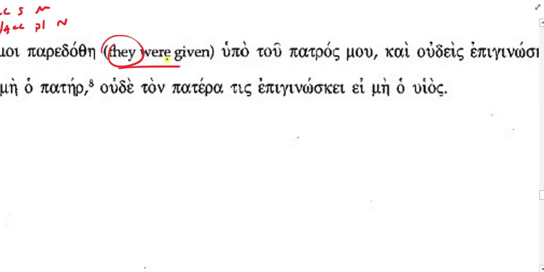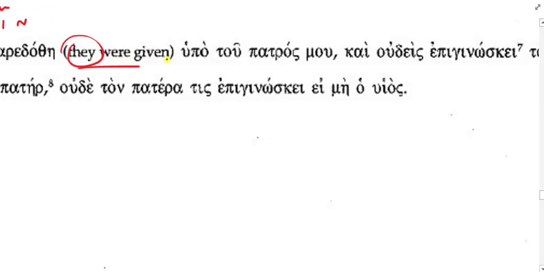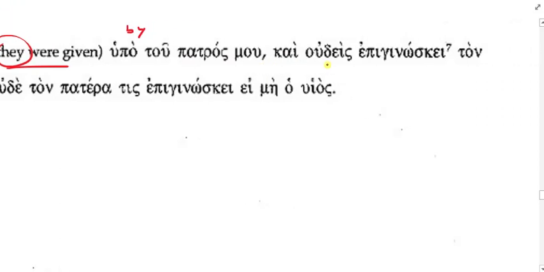And then we have hupo with the genitive. What's hupo plus the genitive case? By. And that tells you who is performing the passive verb, because the subject can't be doing the verb if the subject is passive, right? So the hupo tells you who's doing it. So someone did some giving. Who did the giving here? Hupo tou patros mou. Yes, by my father. Kai oudeis. Yeah, no one. Now, what case is oudeis?